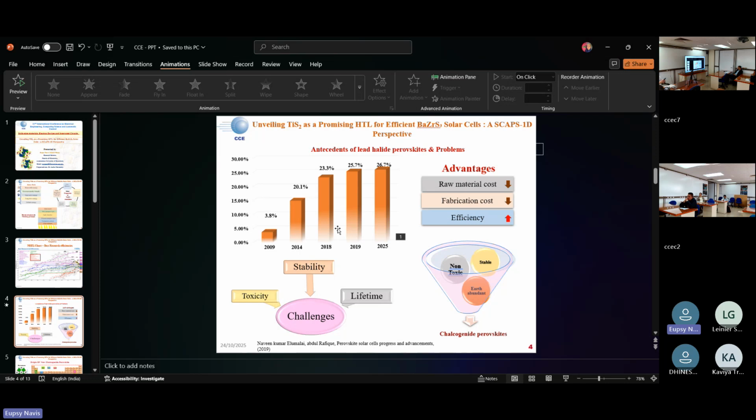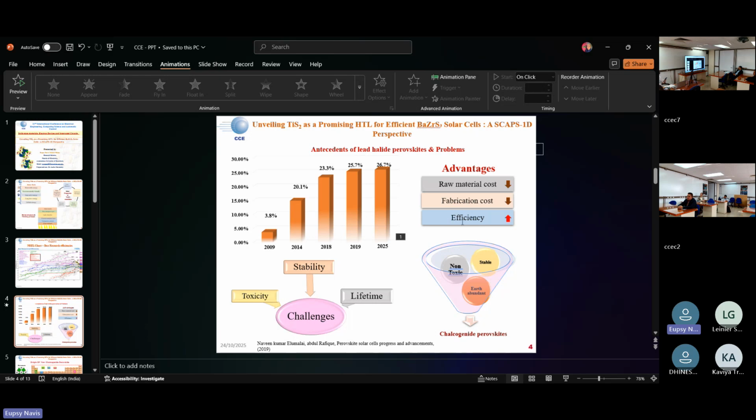This boost in efficiency is due to advantages in raw material cost and fabrication cost. However, they face challenges like toxicity and stability issues, which affect the lifetime of these solar cells and hinder their commercialization. So at present, we need materials which have the advantages of lead halide perovskites and also overcome the challenges faced by this material.